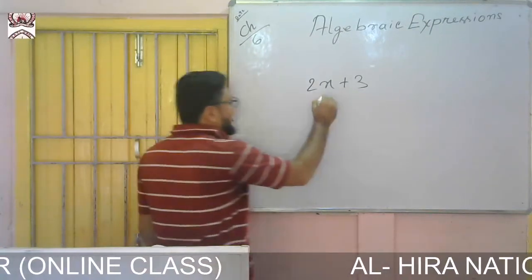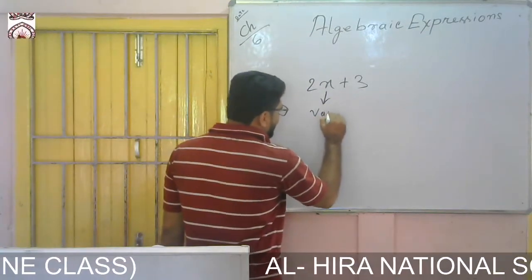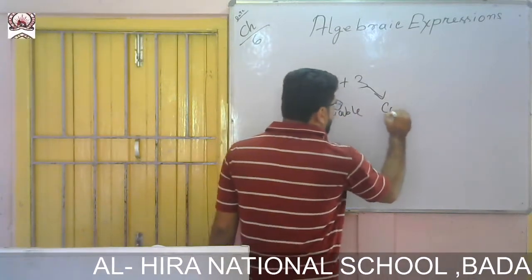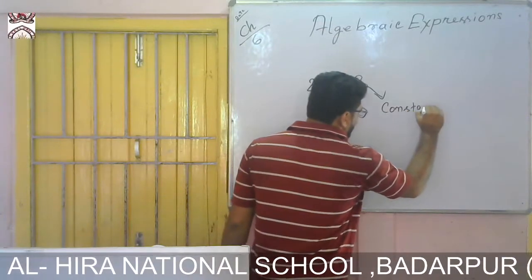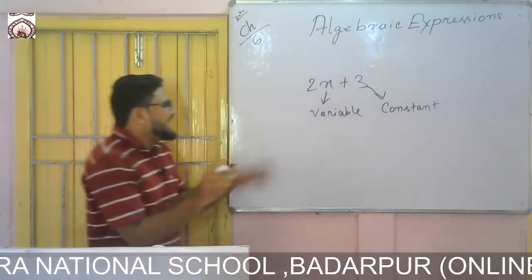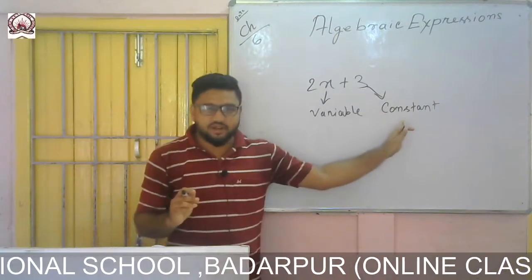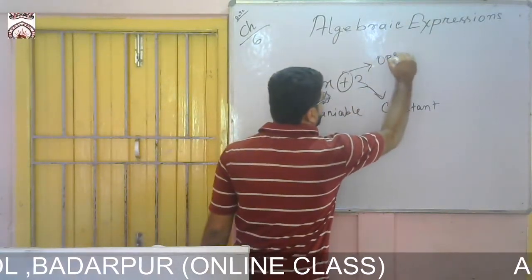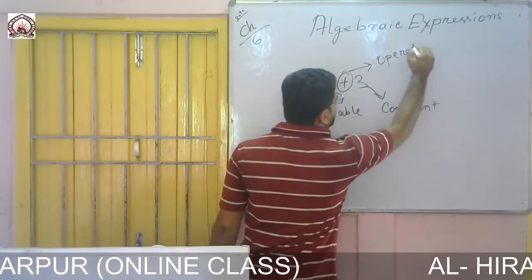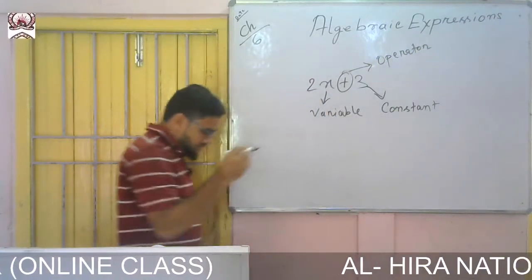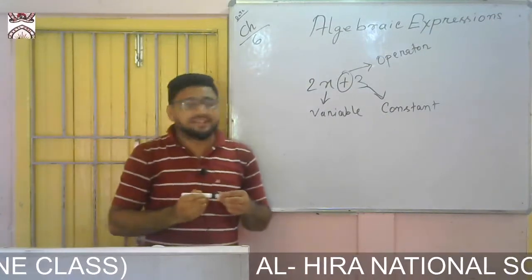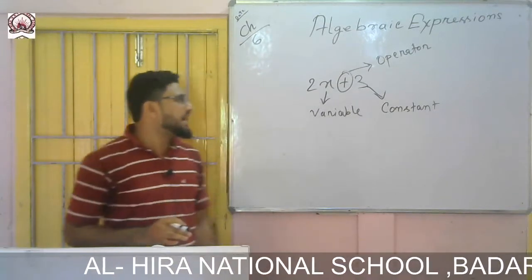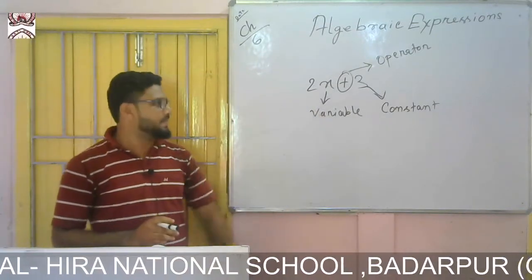Here x is the variable and 3 is the constant. Here x is the variable, 3 is the constant, and plus is the operator. Okay, so it is formed by the combination of what? Variable, constant with some operators. Okay, so that is an algebraic expression.